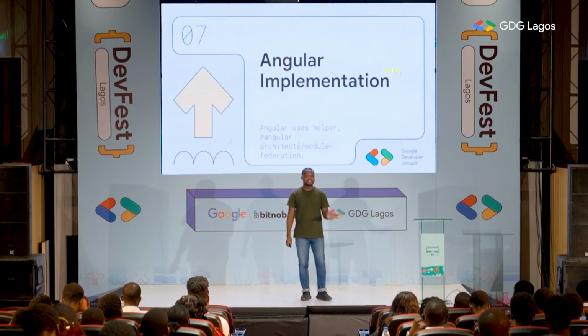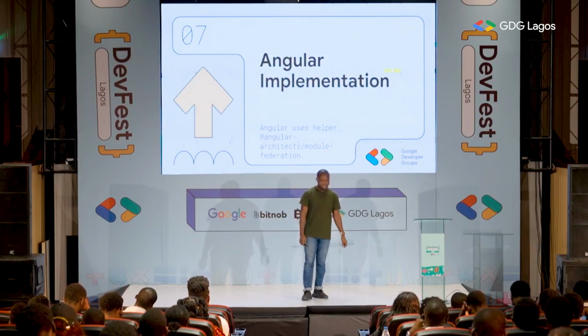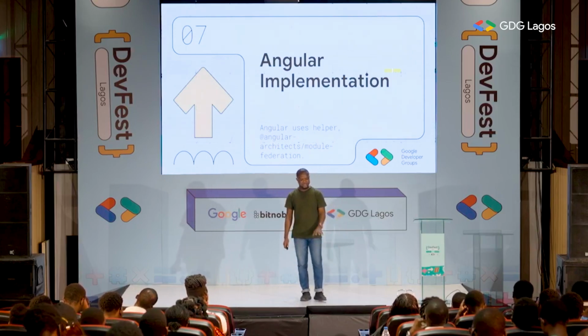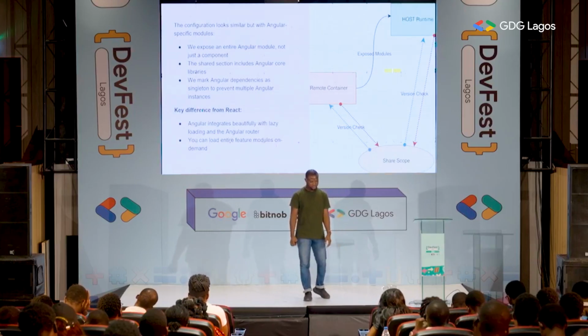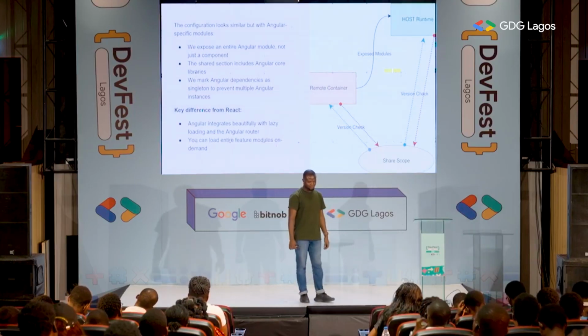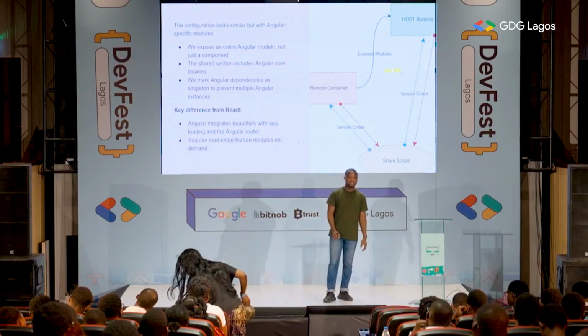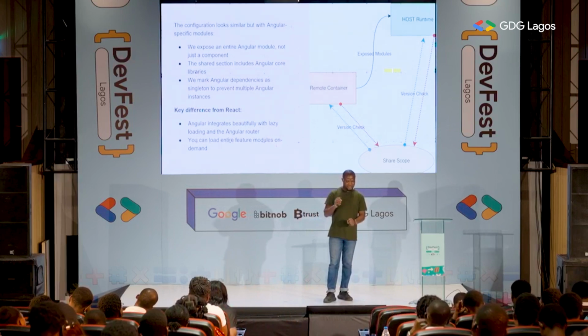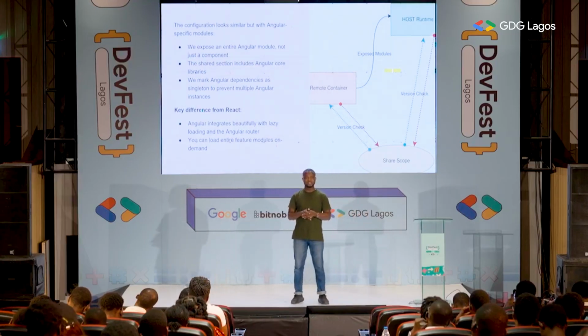Also, I've established the fact that with micro frontend, you can make use of different frameworks. This is an Angular implementation. Angular basically makes use of the Angular architect module federation. It's a dependency that ensures you can easily build your Angular application within the micro frontend. So what's the key difference from React? Angular integrates beautifully with lazy loading. That's one of the key features with Angular: you can easily implement lazy loading.